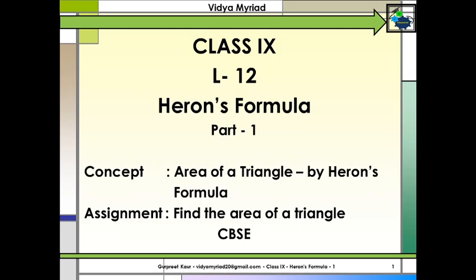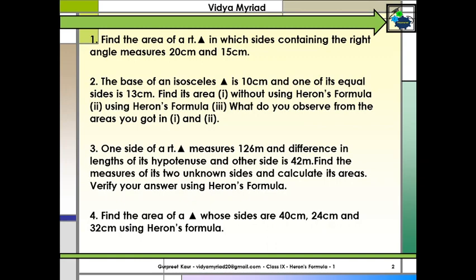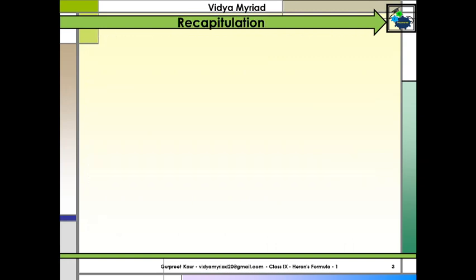I am going to start with a new topic, Heron's formula for class 9, where I am going to teach you how we can find out the area of a triangle by using Heron's formula. Now if you look here, there are 4 different questions which I have done, and all these you will be able to do after watching the whole video. Please go through it thoroughly and then try to use this.